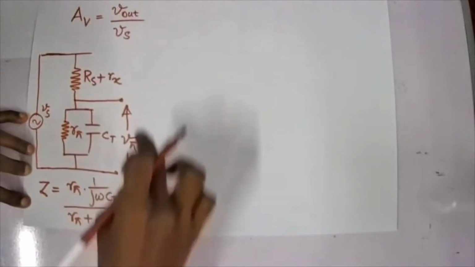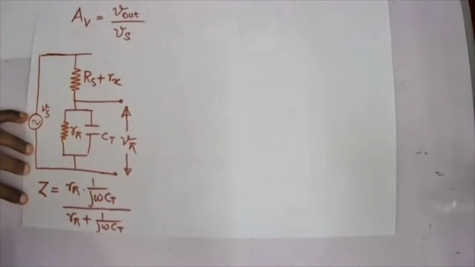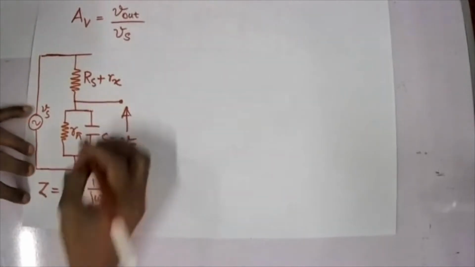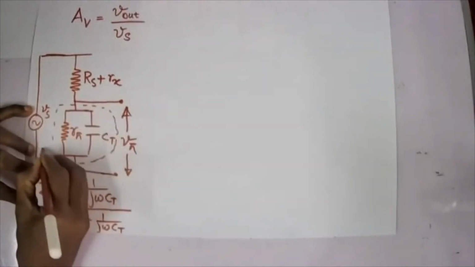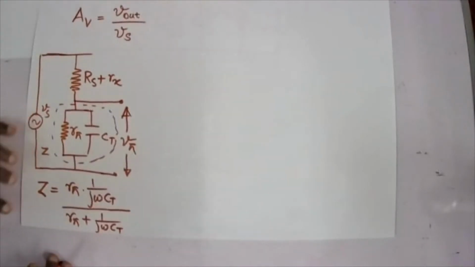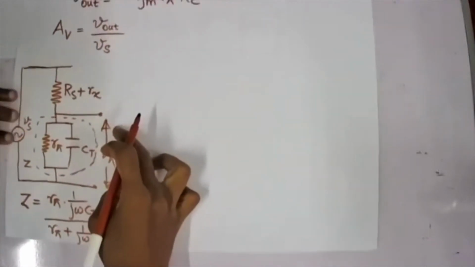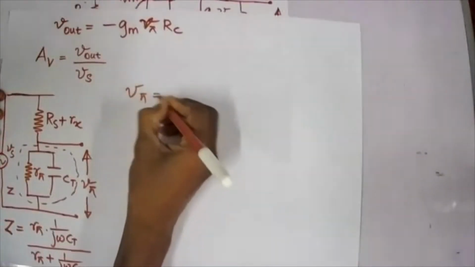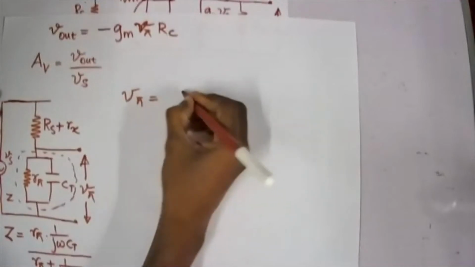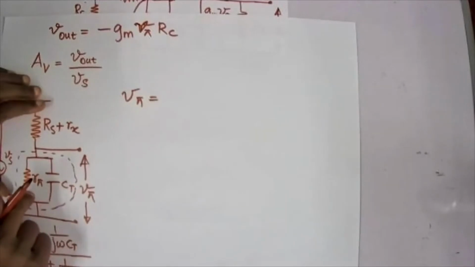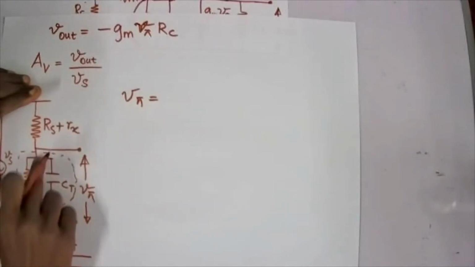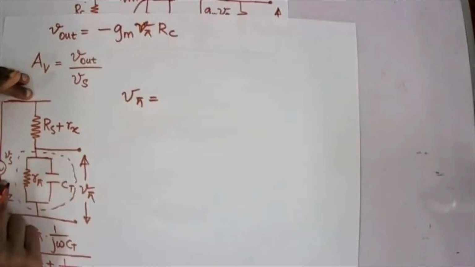Again, I am going to apply this one in this equation. Let me consider the whole thing as Z. So my V pi will be, I can write my V pi as Z by this one plus this one into Vs.